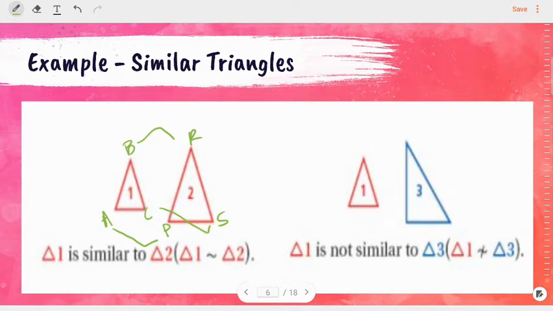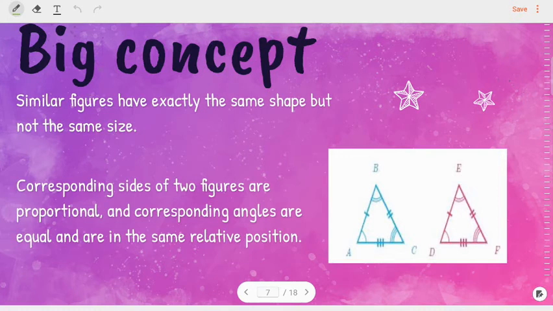Whereas in the second example, triangle 1 is not similar to triangle 3 because it's not an enlargement. It's kind of an enlargement and a shift. So big idea, they have the same shape and they've got corresponding parts. So in this diagram, what sides are corresponding? You'll see A is marked with one arc and D is marked with one arc.